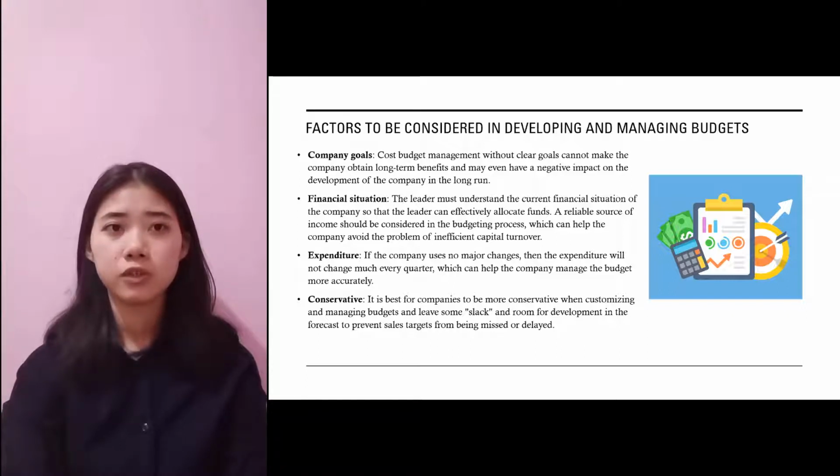Next, the company needs to consider the expenditure when managing the budgets. If the company makes no major change, then the expenditure will not change much every quarter, which can help the company manage the budget more accurately. At the same time, it's best for the company to be more conservative when customizing and managing the budgets and leave some slack and room for development in the forecast to prevent sales targets from being missed or delayed.